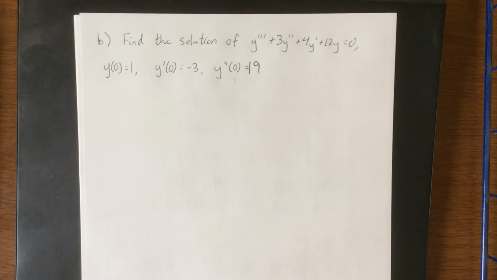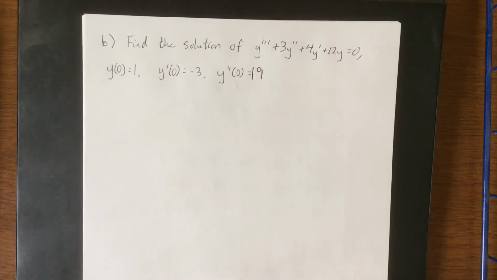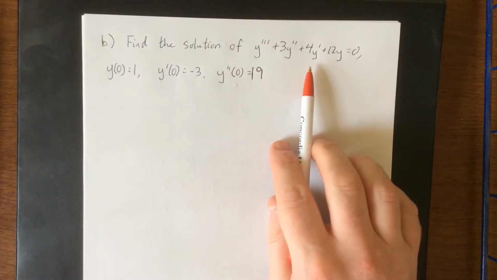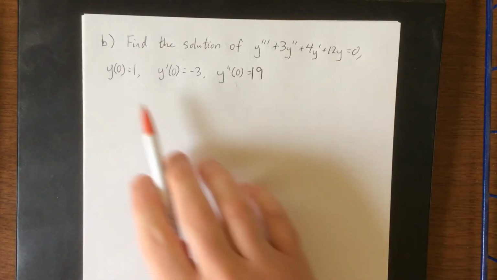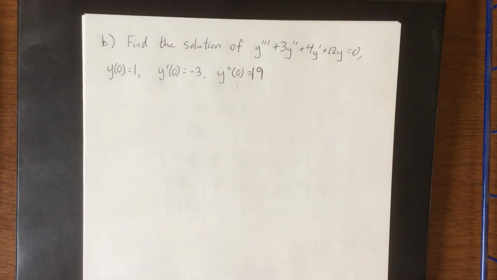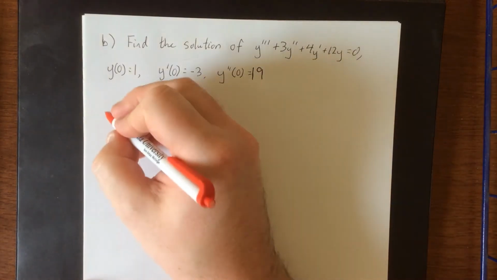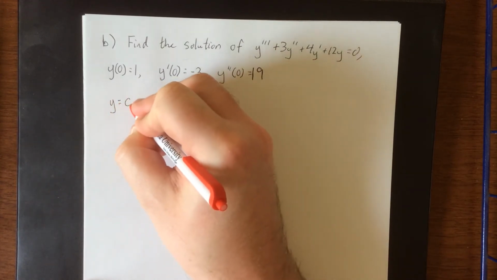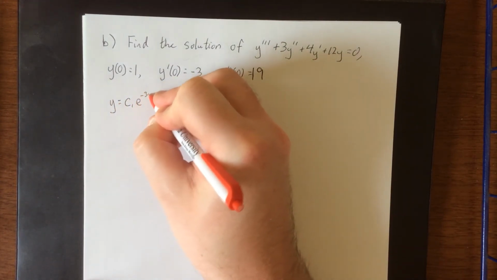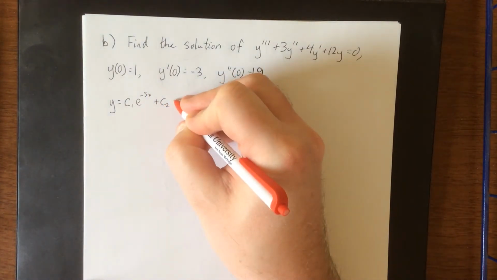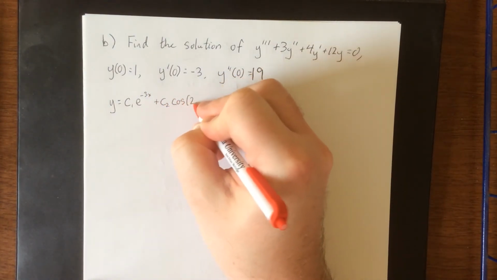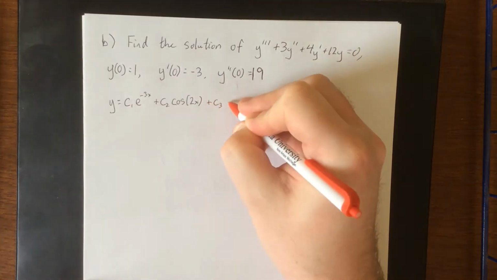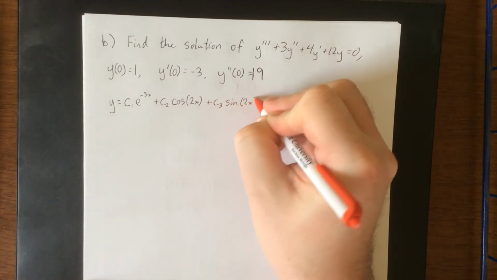Now that we've done all that, I would like to find the solution of y triple prime plus 3y double prime plus 4y prime plus 12y is equal to 0, subject to these three initial conditions. Y of 0 is equal to 1, y prime of 0 is equal to negative 3, and y double prime of 0 is equal to 19. The good news is we just found all of these derivatives, so the general solution was c1 e to the negative 3x plus c2 times the cosine of 2x plus c3 times the sine of 2x.